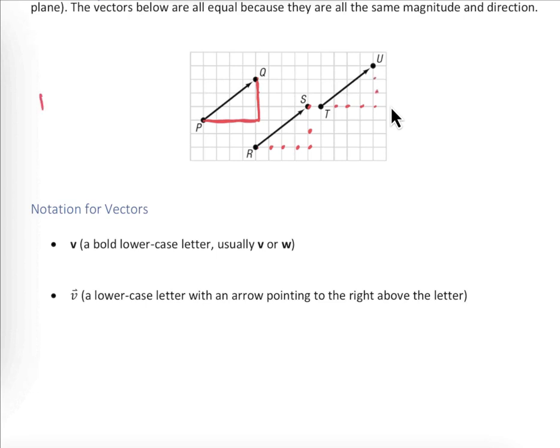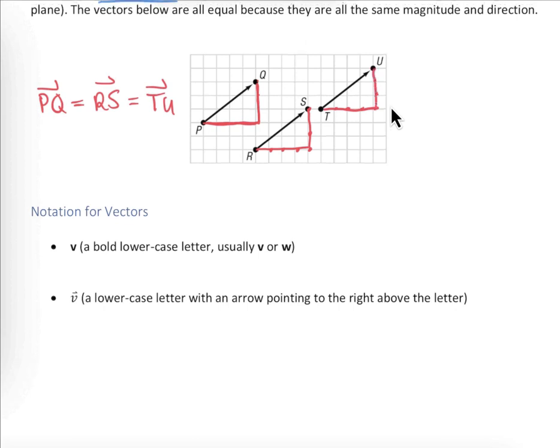And basically what we're saying here is that vector PQ is actually considered to be the same vector as vector RS, which is considered to be the same vector as vector TU. And the reason for that is because they all travel 4 units right and 3 units up to get from the initial point to the terminal point. So let's notice up here it says that the vectors below are considered to be equal because they all have the same magnitude, which is the same length, and the same direction.